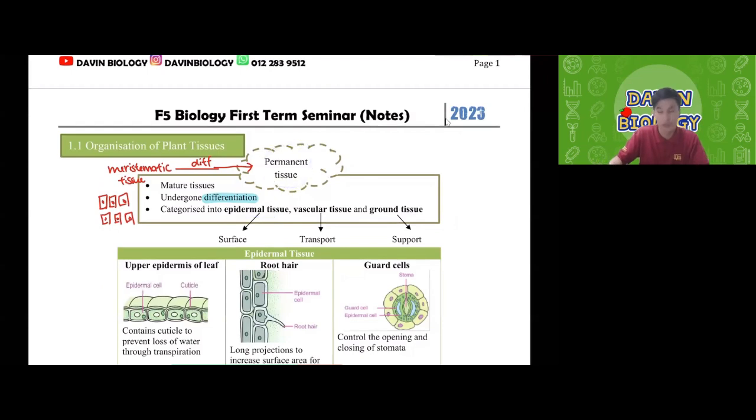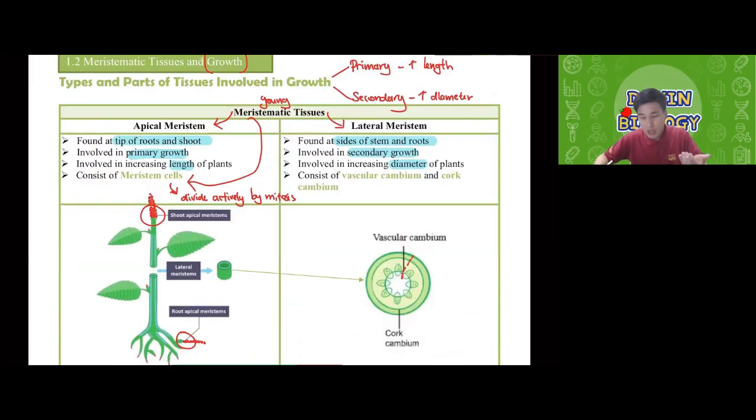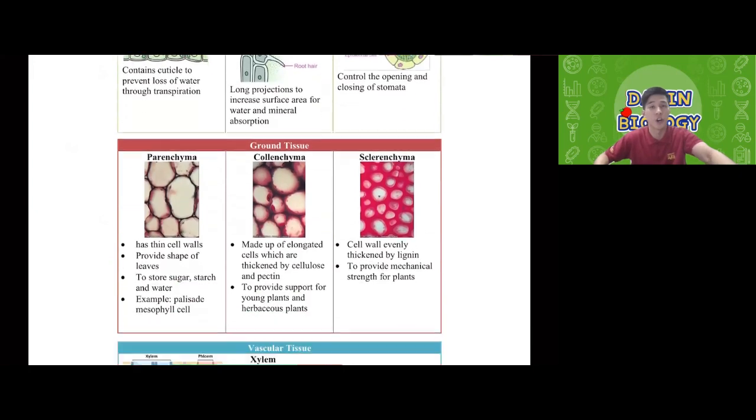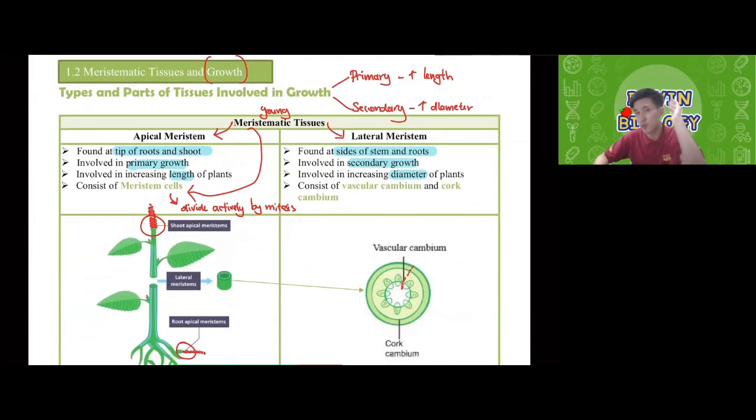Some become epidermal, some become vascular, some become ground, and each of them has different functions. So that's how permanent tissues are formed. They form from meristematic tissues. As they divide, later they differentiate. They become specific, just like when you grow older, every one of us studies different things to become a different profession. But as I said, I'm not going to go through permanent tissues. You just go through their functions. For today, our main focus is growth.